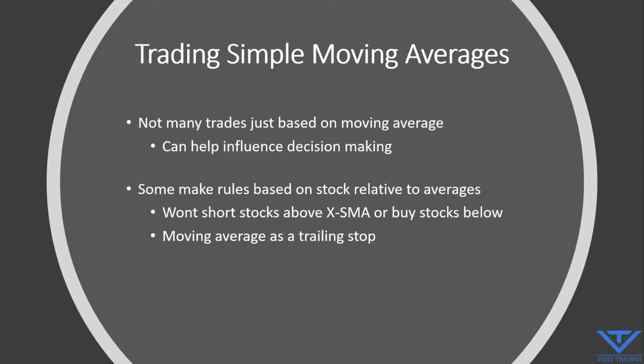Some traders have rules based on simple moving averages. They won't buy a stock if it's trading below its 50-day simple moving average, or they won't short a stock if it's above its 50-day simple moving average, because it's just that. It's higher than its average. It's doing better than the average of the past 50 days. So some people like to have rules for their system based on moving averages.